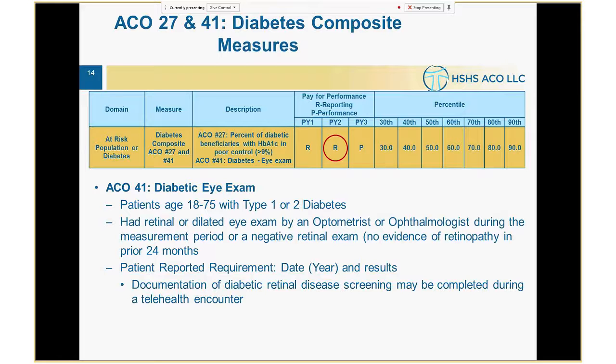This is for patients aged 18 to 75 who have type 1 or type 2 diabetes. To meet this measure, they have to have had a retinal or dilated eye exam by an optometrist or ophthalmologist during the measurement period, or a negative retinal exam which showed no evidence of retinopathy in the prior 24 months. For patient-reported information, if the patient tells you the date, even just the year, and the results of the test, that will be acceptable by CMS for this measure. Also, the documentation of the diabetic retinal disease screening can be completed during a telehealth encounter.